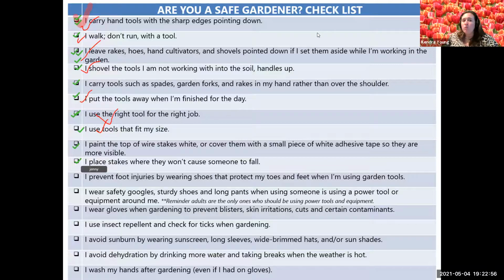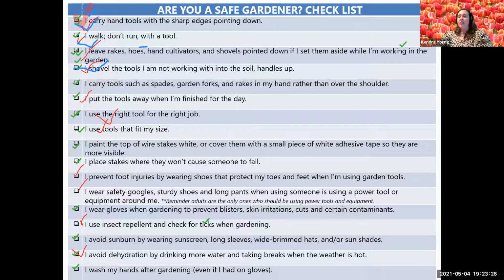I walk, I don't run with tools. I leave rakes, hoes, hand cultivators, and shovels pointed down if I set them aside when I'm working in the garden, because you don't want anybody to walk up on it and have it clunk them in the head because they stepped on the hoe. I shovel the tool in the ground when I'm not working with them so the handles are sticking up. And I carry the tools in my hand rather than up on my shoulder.